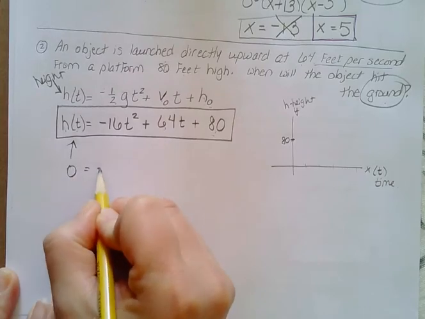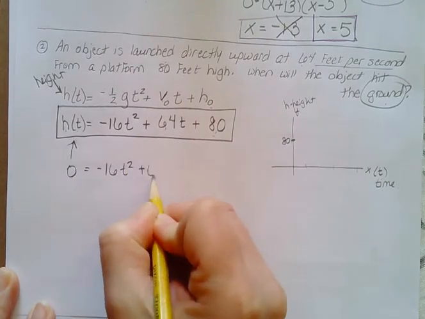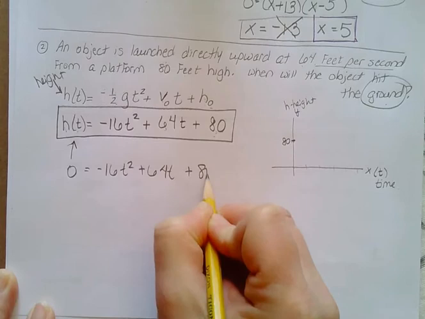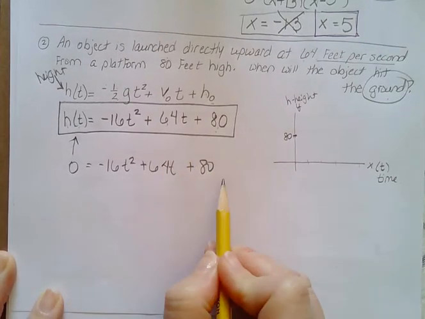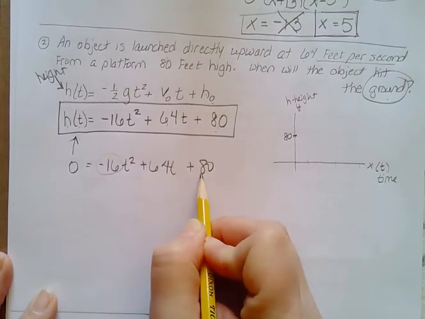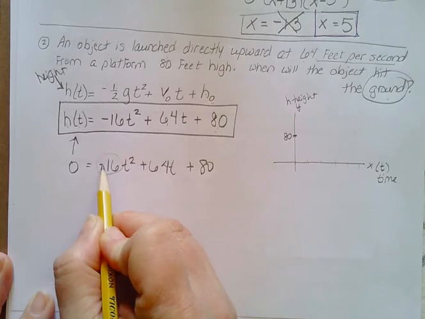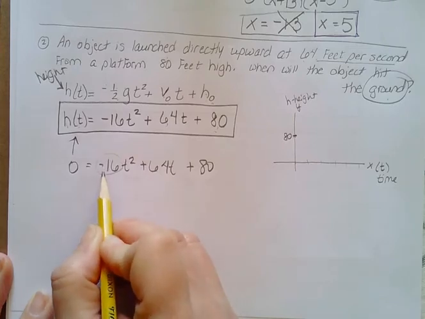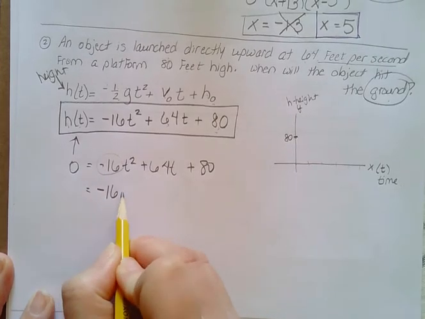So 0 is equal to negative 16t squared plus 64t plus 80. Okay, so now we have to factor. Let's see if we can factor that out as a GCF. Yeah, 16 goes into all of these, and I'm going to take out the negative, because remember, when factoring, that leading coefficient has to be positive. I'm going to pull out negative 16.